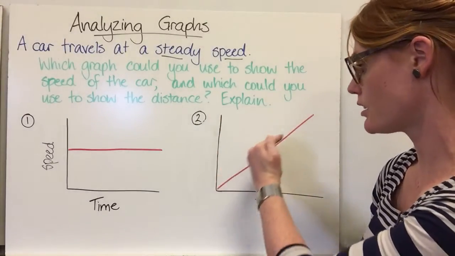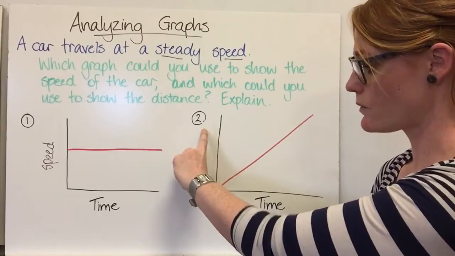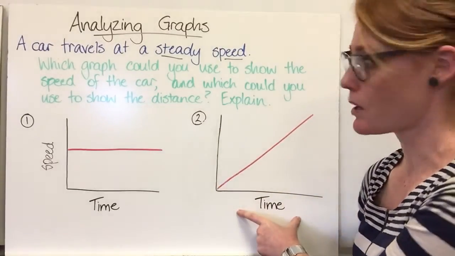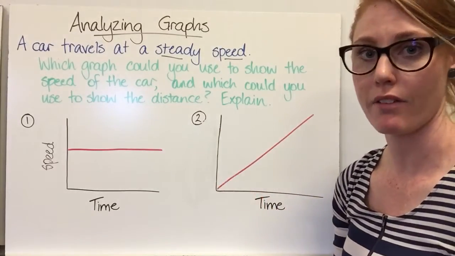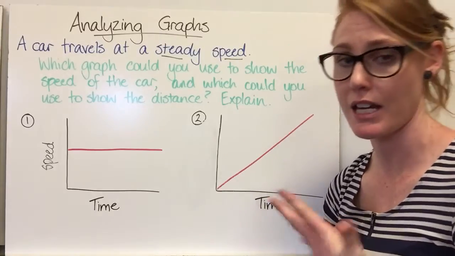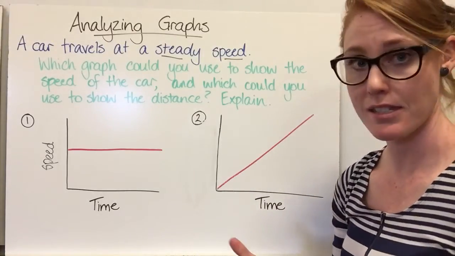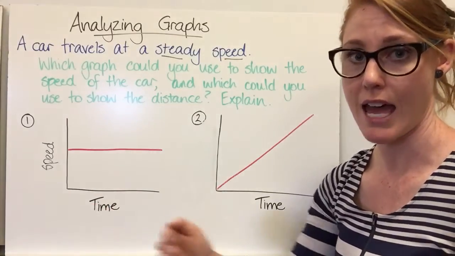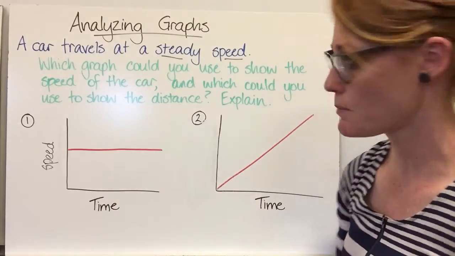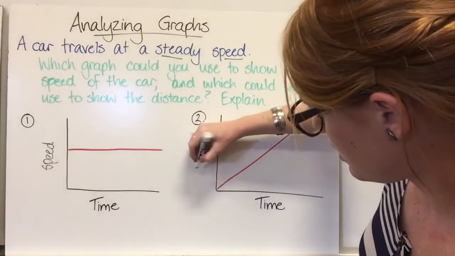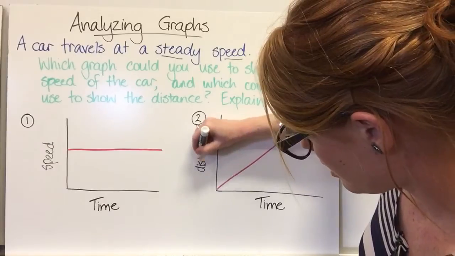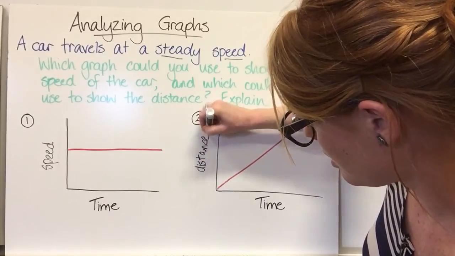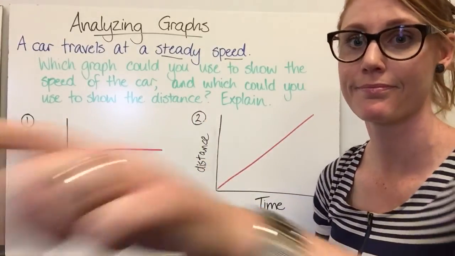And over here we have time, and this variable here is increasing just as time increases. So there's a steady increase in whatever this variable is as time goes by. So even if the car is traveling at a steady speed and not accelerating or decelerating, it's still increasing the distance as it continues to travel at that steady speed. So this variable must be the distance.